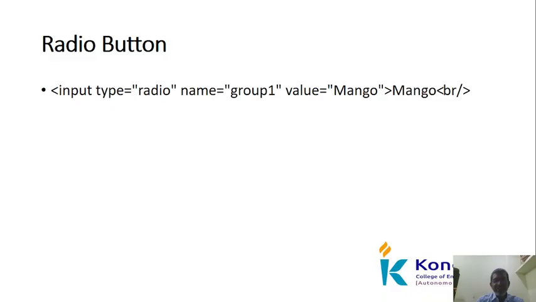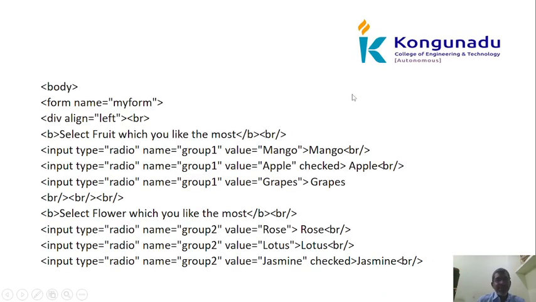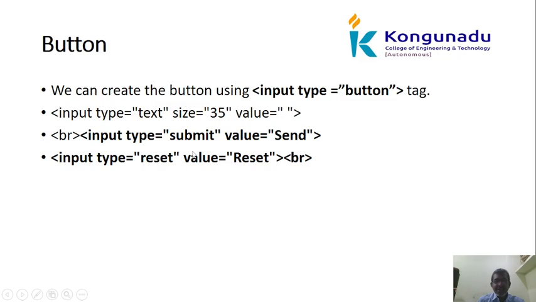Next we are going to see the radio button. Same thing, the input type: instead of checkbox, I have to use radio. The value has been given. Same thing, instead of checkbox you make it radio, and the remaining contents are the same.